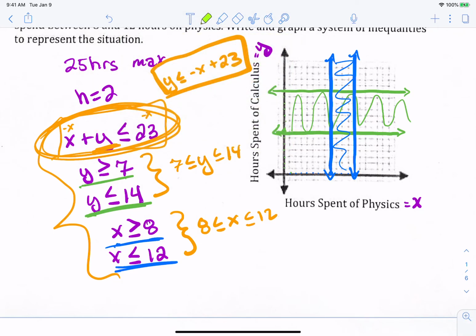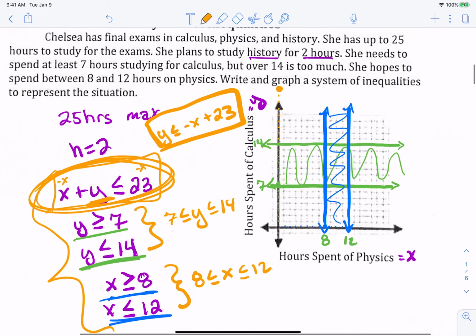I should go through and label these lines. This one was 7, this one was 14, this one's 8, and this one's 12. Now we want to start at 23. I know my top line here is already at 14, so I'm going to count 14, 15, 16, 17, 18, 19, 20, 21, 22, 23, right below the arrow on the graph. They didn't give us enough space. It's going right below the arrow.